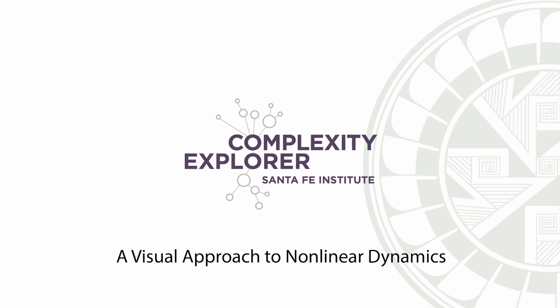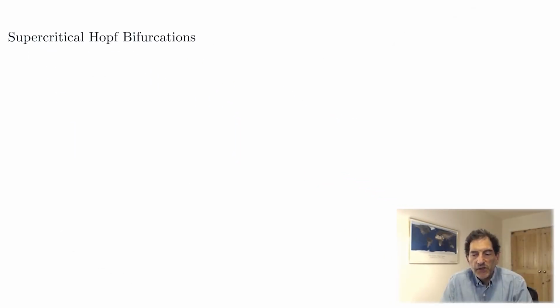Let me now give two examples of Hopf bifurcations. These two examples are highly oversimplified, but they contain the universal features that occur in any kind of Hopf bifurcation. This first example will be of a supercritical Hopf bifurcation. And this example is taken shamelessly from Strogatz's book on dynamical systems.